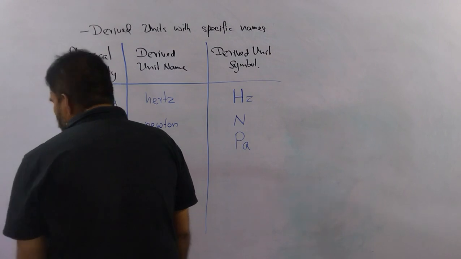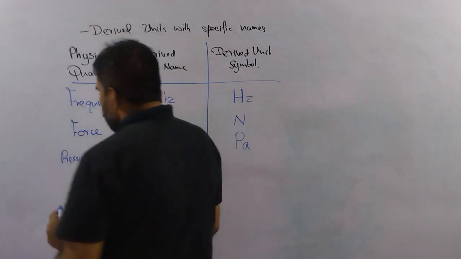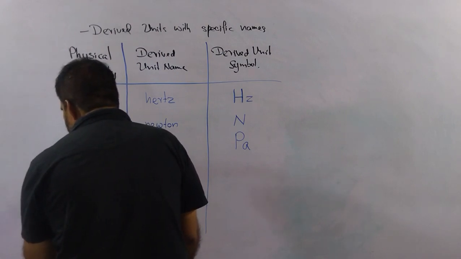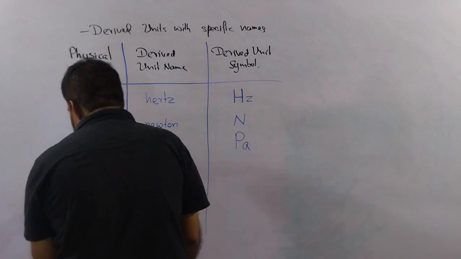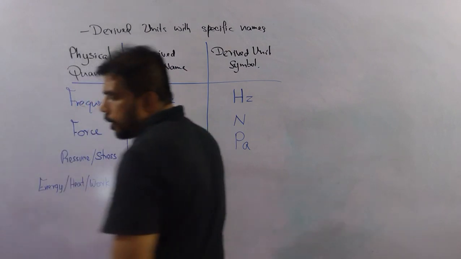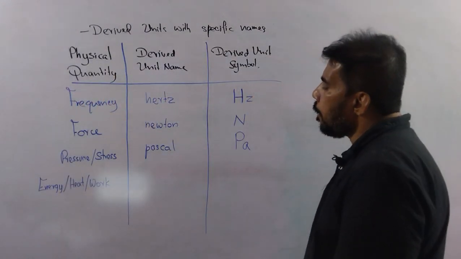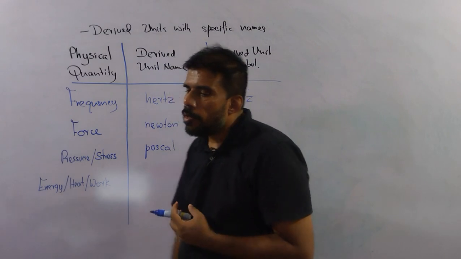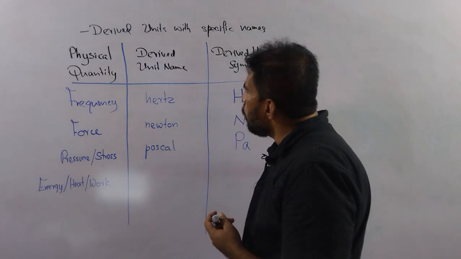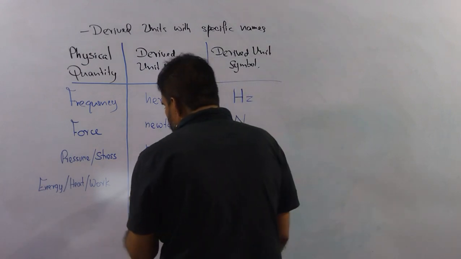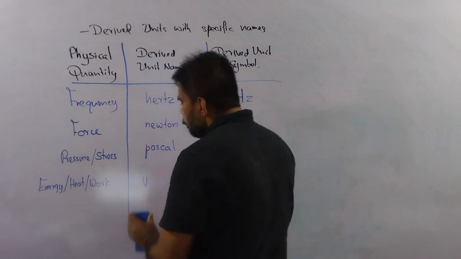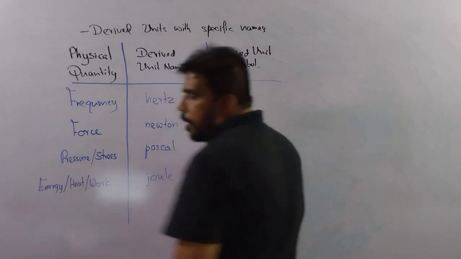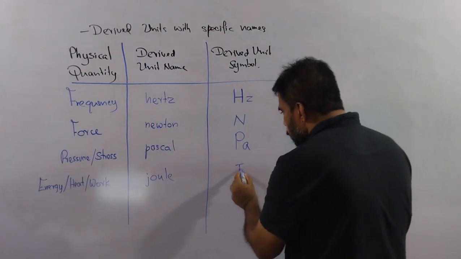Then either energy or heat or work done, all are the same sort of physical quantity with different applications, but all share the same unit, which is called joule, J O U L E, and its symbol is capital J.